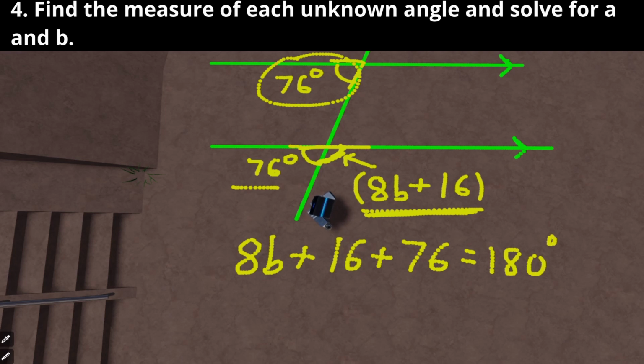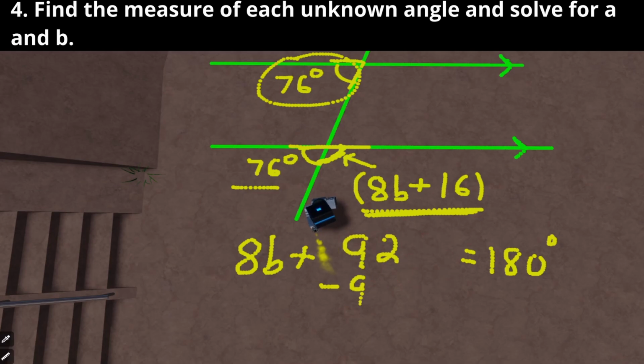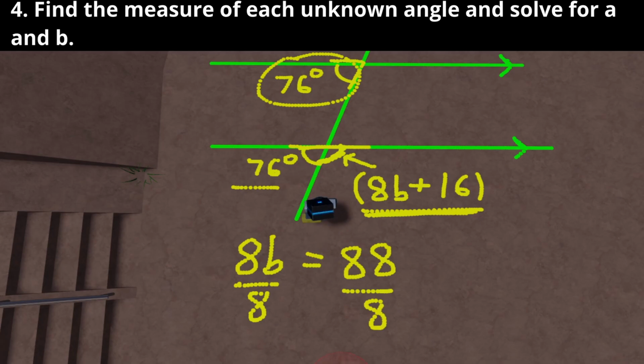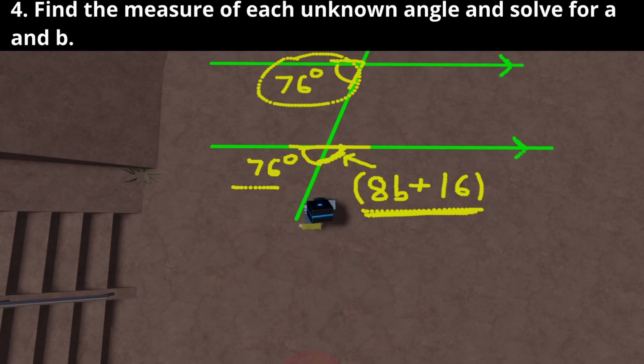Well, first 16 plus 76 is equal to 92. And then you can subtract 92 from both sides. And if you do that, what you should find is that 8b is equal to 88. From there, just divide by 8. And 88 divided by 8 is just 11. So b is equal to 11.